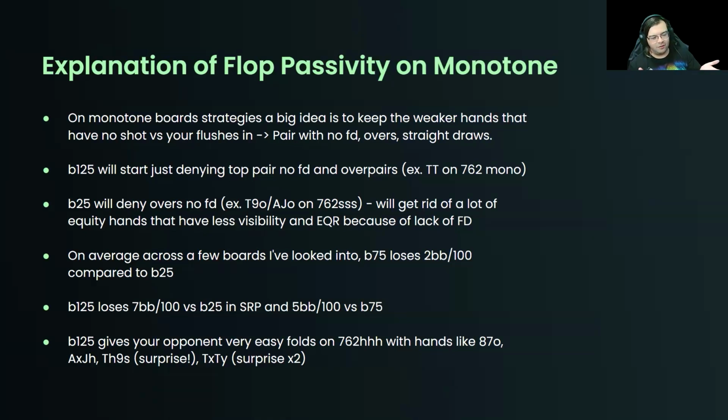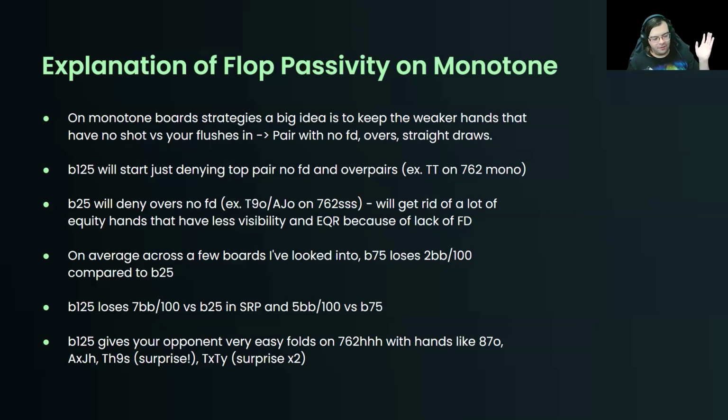On average across a few boards I've looked into, B75, by the way, loses 2 BB per 100 compared to B25. So if you think that some exploit will change that, that's also okay. B125 loses, so if you want to overbet on these boards on flops, you'll lose 7 BB per 100, so it's not really a sort of valuable exploit, but you can change sizes to B50, B40, B75. B125 gives your opponent very easy folds, by the way. So that's also one thing. It doesn't really deny equity. He can just almost fold range until really, really good hands.